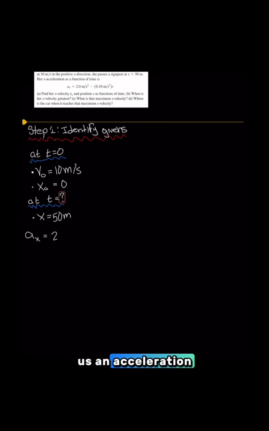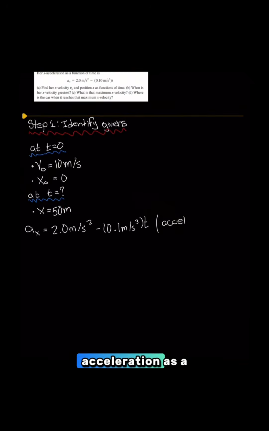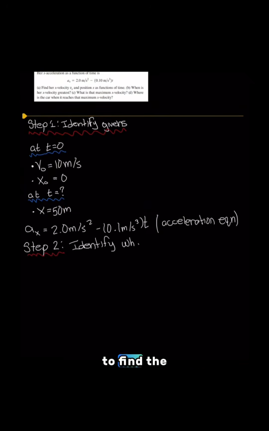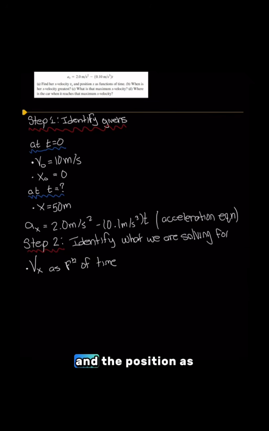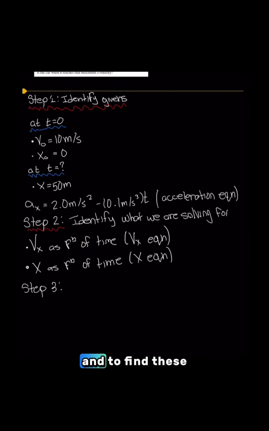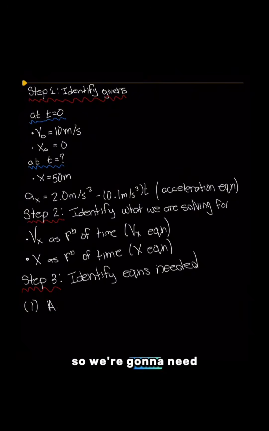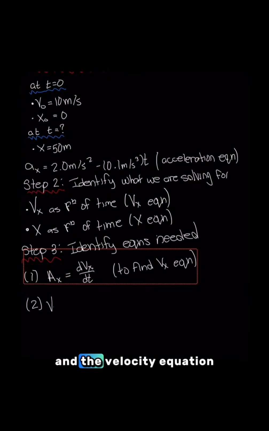And they also give us an acceleration equation. This models the acceleration as a function of time. In this question, we need to find the velocity as a function of time and the position as a function of time. And to find these, we're going to need to compute integrals. So we're going to need the acceleration equation and the velocity equation.